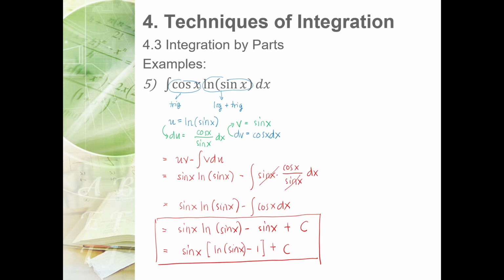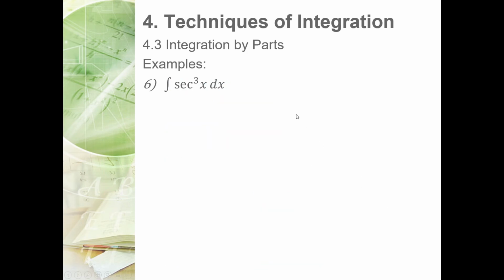Okay, so let's proceed with number 6. Here you have secant cube x. This might be similar to type A, type B, type C, but of course those can be solved using integration by parts also. So all you have to do is break this one into smaller segments.